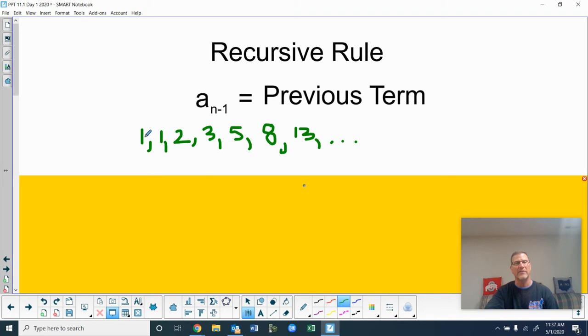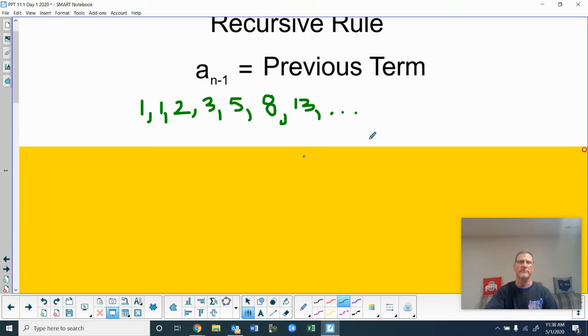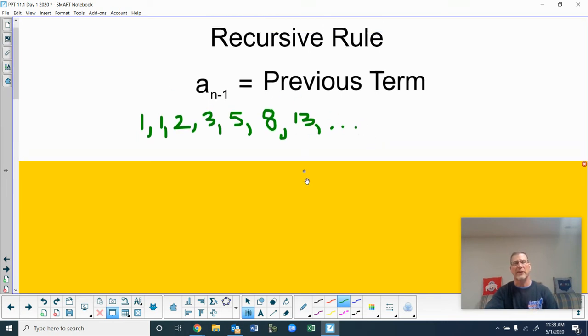So you add 1 plus 1 is 2 to get the third term. 1 plus 2, the second plus the third equals the fourth. So that's a recursive type sequence. 2 plus 3 gives me the 5. 3 plus 5 gives me the 8. 5 plus 8 gives me the 13. So you guys could tell me the next term. You figure it out on your own. But that's just a quick example of one.